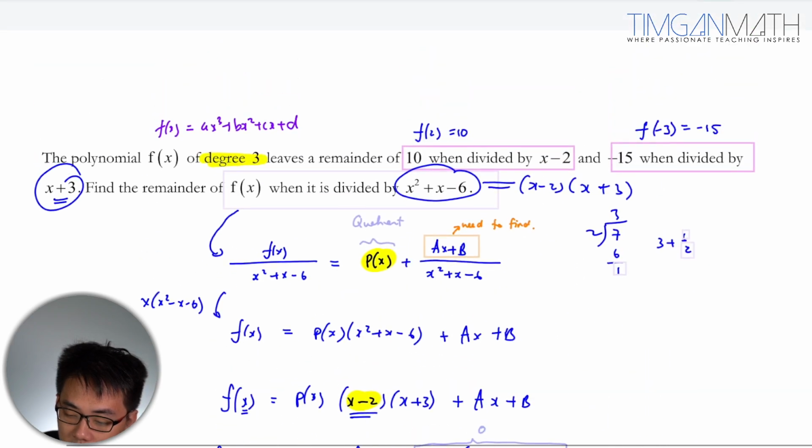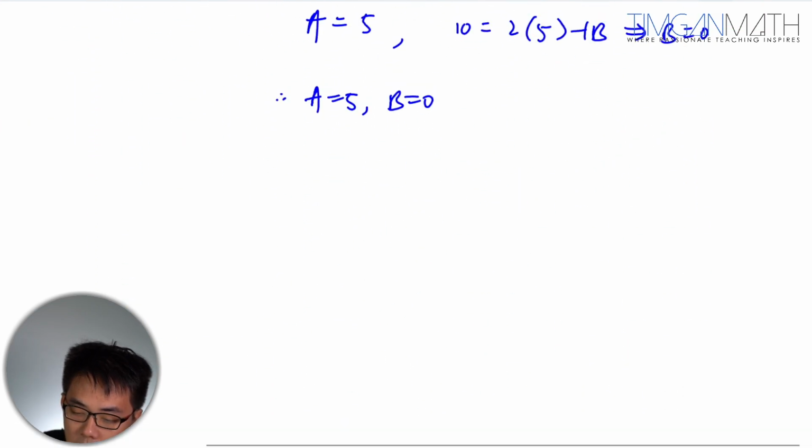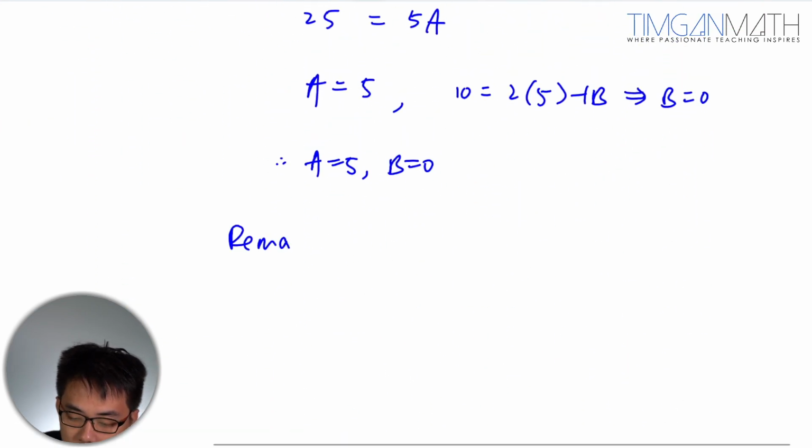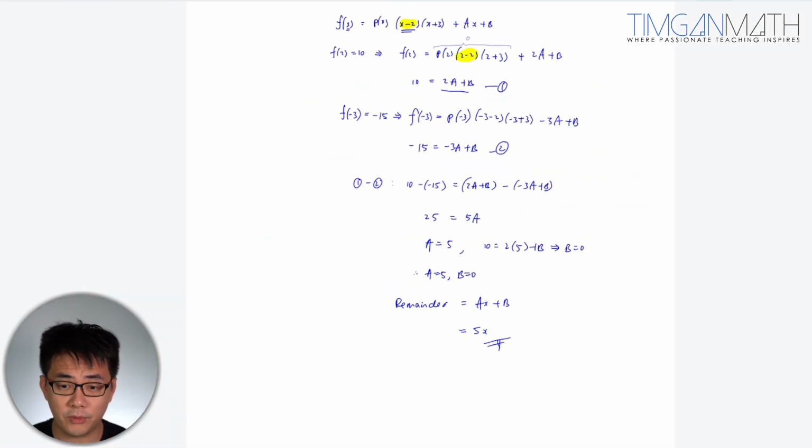Now remember, we want to find the remainder, which is ax plus b, so this will just be 5x. Okay, so that's how I do this question proficiently. If you have any questions or comments at all, please let me know, and I'll see you in the next question.